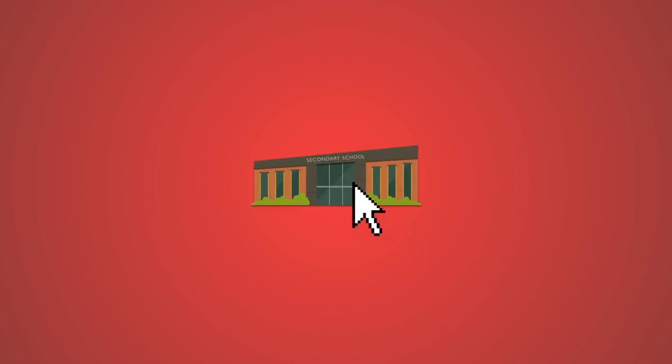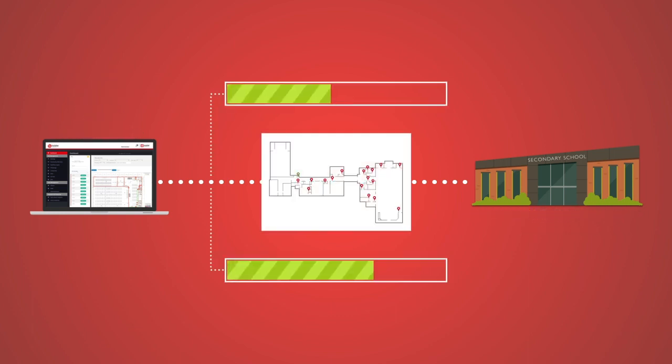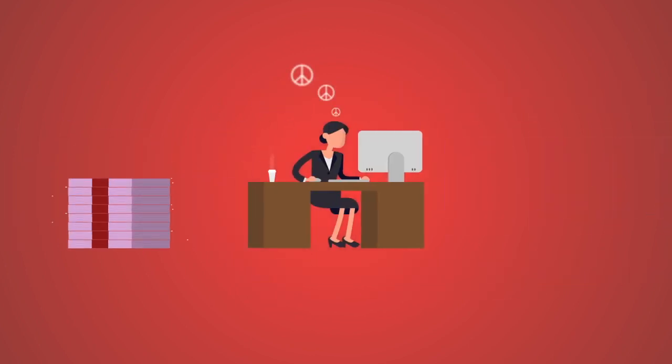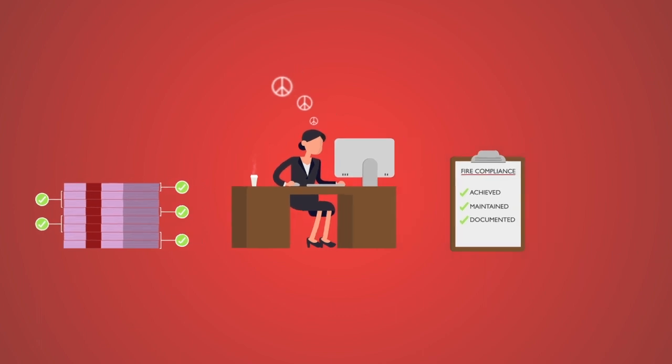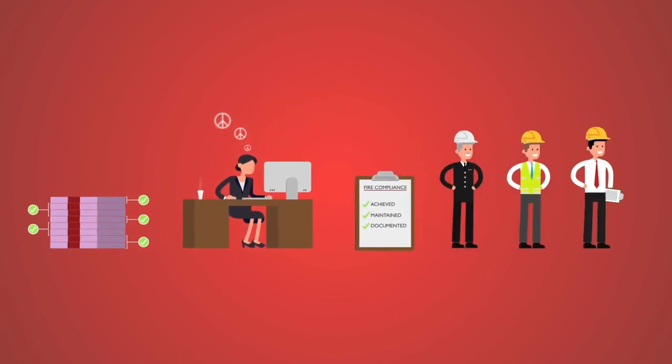Manage. Bolster Systems creates a robust management system for employers and building stakeholders for the life of the building. Clients have real-time access to survey works and remedial works as they progress, giving all parties peace of mind that budgets are being utilised correctly and fire compliance can be achieved, maintained and documented to satisfy fire service enforcement officers, building control and external auditors.